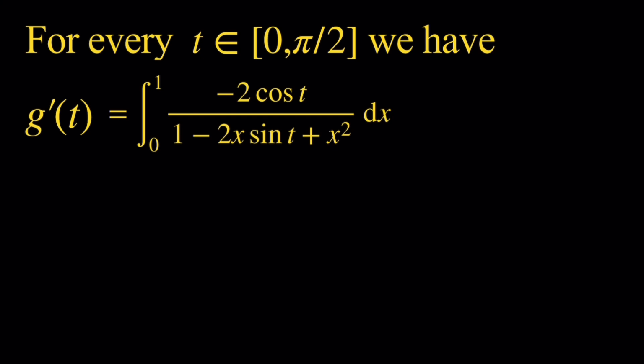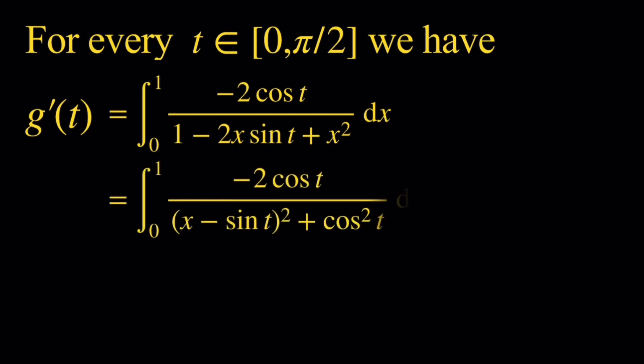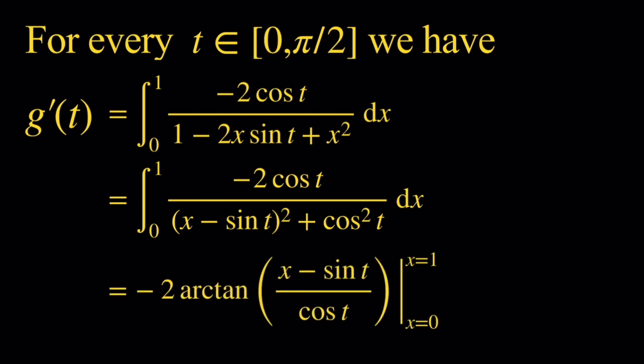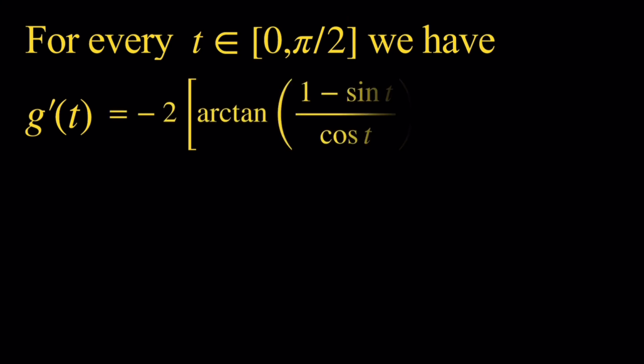Now complete the square in the denominator. We're going to get in the denominator (x minus sine of t) squared plus cosine squared of t. Okay, now we can easily integrate. We're going to obtain an arctangent. So we're going to get negative 2 arctangent of (x minus sine of t) divided by cosine of t, which we're going to evaluate between x equals 0 and x equals 1. So after evaluating, we get the following expression.